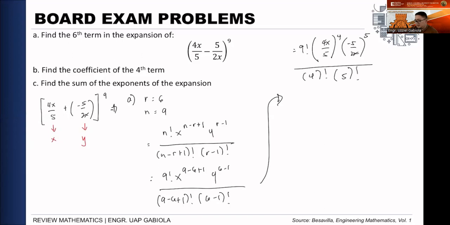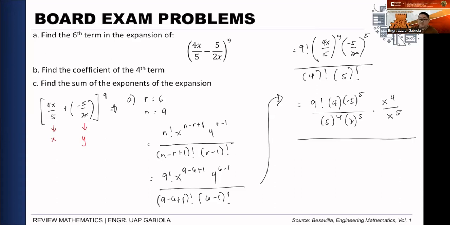Okay? So you can actually rewrite this as 9 factorial times 4 times negative 5 raised to 5 all over 5 raised to 4 plus 2 raised to 5. As ito yung x to the 4th over x to the 5th. Okay? So, ito yung ginagawa natin doon sa exponent, no? So, property ng exponent, if nalilito, please balikan yung last week, no? So, nire-write ko lang naman yan. Ito yun. Itong 2. Yan. Okay?